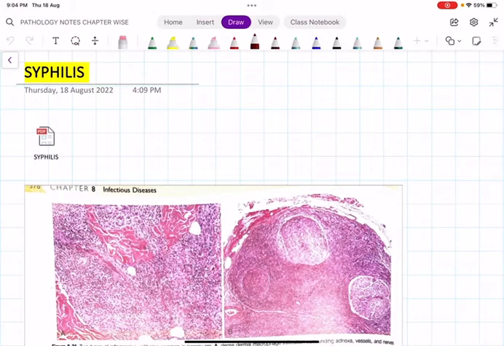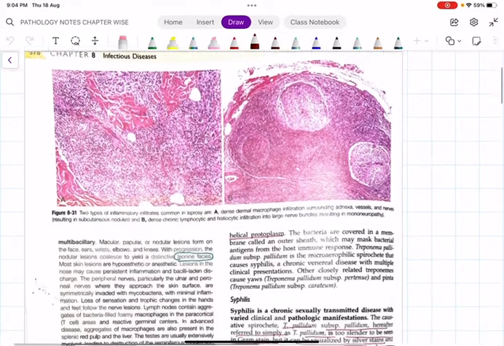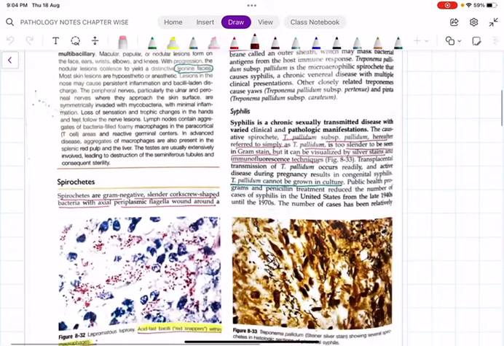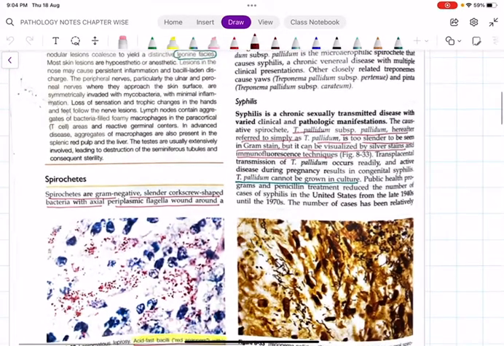Hello everyone. Now let us discuss a very important sexually transmitted disease, that is syphilis. Syphilis is caused by Treponema pallidum, which is nothing else but a spirochete. Spirochetes are gram-negative, slender, corkscrew-shaped bacteria with periplasmic flagella.